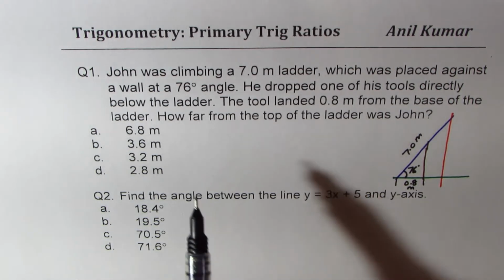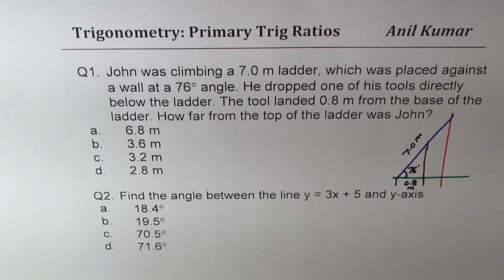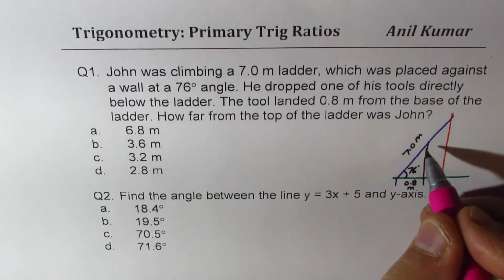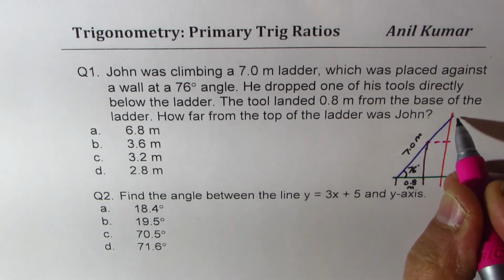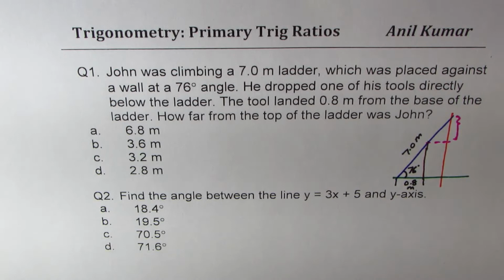Now we need to find how far from the top of the ladder was John. So what do we need to find? Let's be clear about that, otherwise you get a wrong answer. So we need this distance. How far from the top? That is what we need to find, correct? So how do we approach such a question?